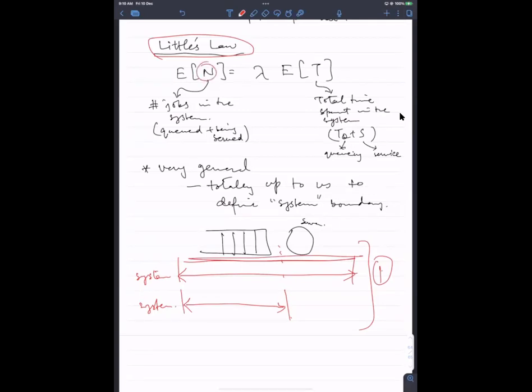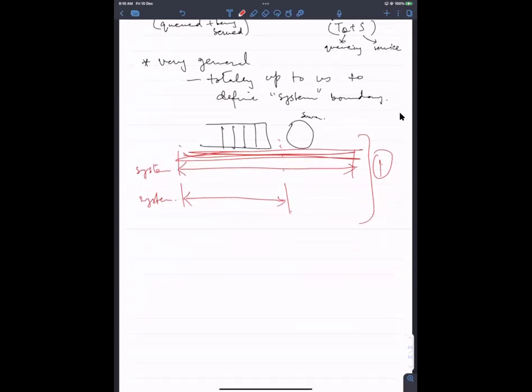In the first case, the total number here is n, and the total time spent here is t. So the expected value of n is lambda times the expected value of t. In the second case, I am only considering the queue. So if we consider the second case, I get the expected value of the number of guys in the queue is equal to lambda times the expected value of the time spent in the queue. This is also valid. Little's law is valid here as well.